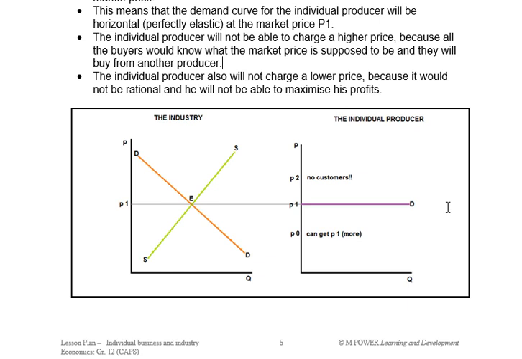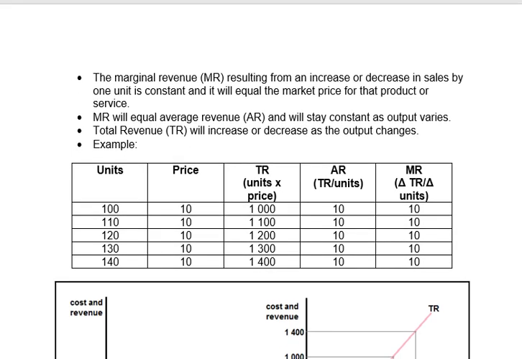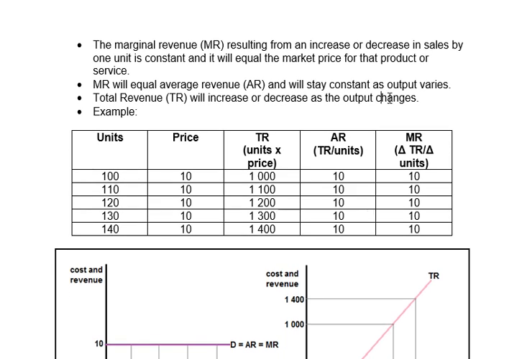This individual producer wants to maximize his profit. So if he's able to get P1, let's say 10 Rand, why would he accept 5 Rand instead? Everybody else is getting 10 Rand. He also wants to get 10 Rand. All right, now very important, the difference here now.